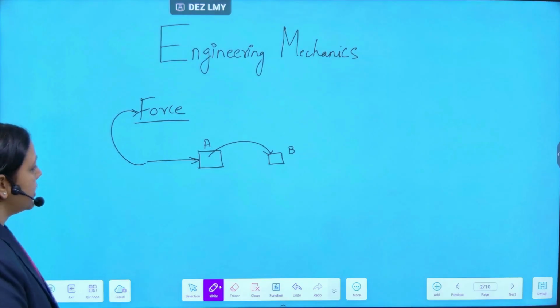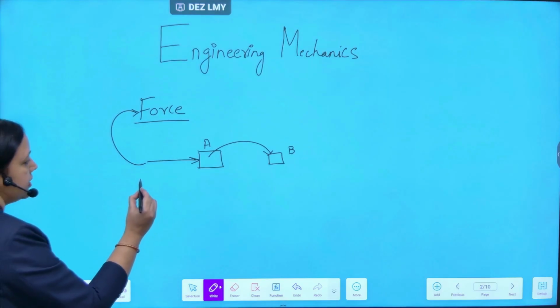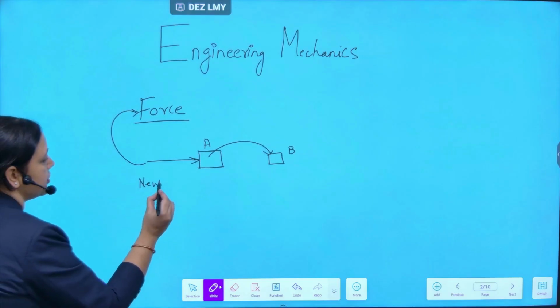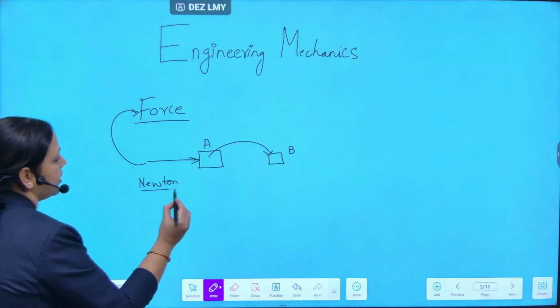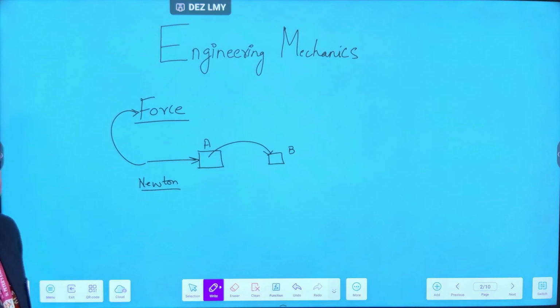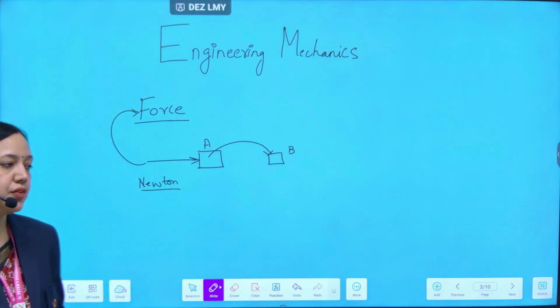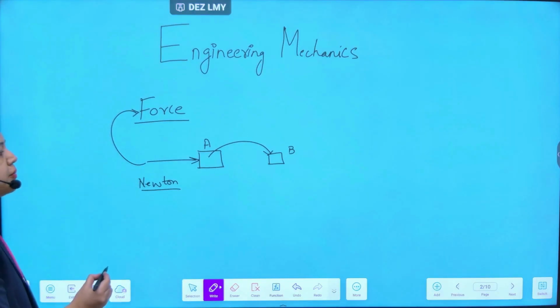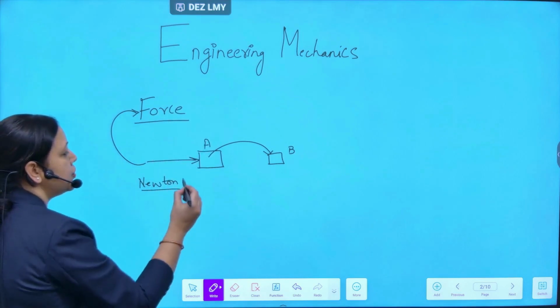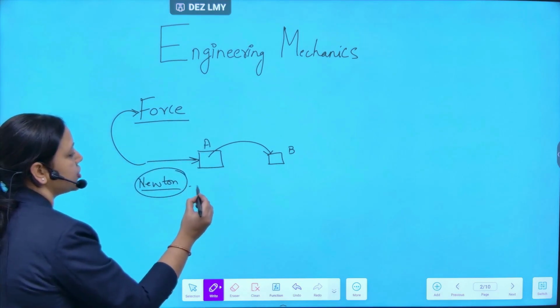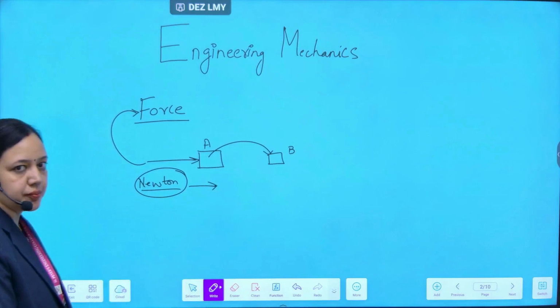Now, force is a vector quantity. Its unit is Newton. Now, vector quantity means it has magnitude and direction. Hence, whenever we are working with force, it is very important to know its magnitude and direction. In which direction is it moving?